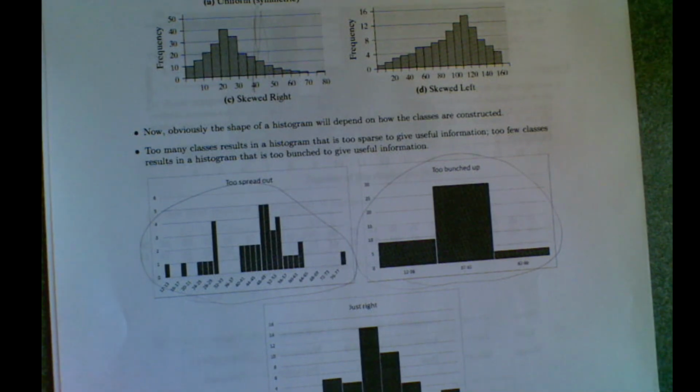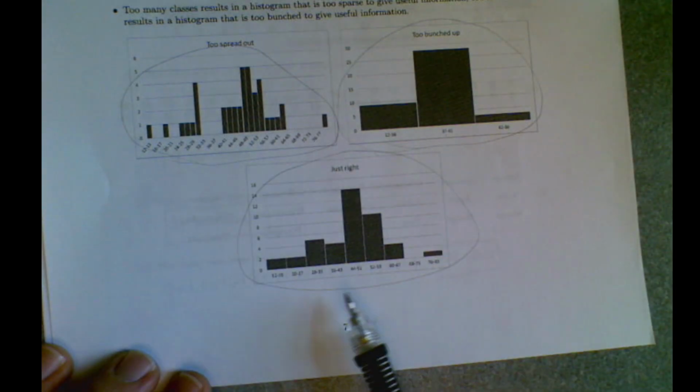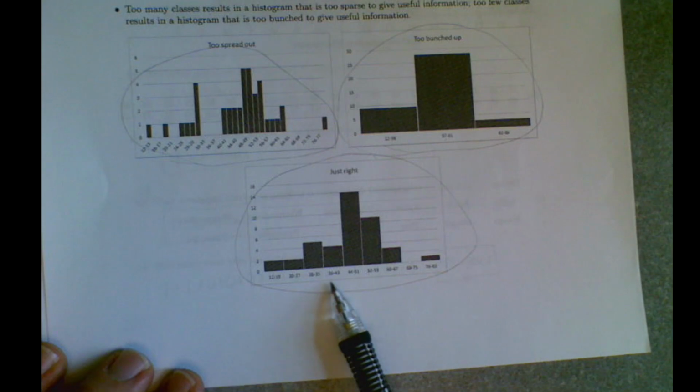That's more of an art than a science, and it sometimes takes a little bit of trial and error, which is why we're glad we have Excel, which can just make these graphs for us in the blink of an eye. This, I would say, would be a histogram that groups into classes that's just right. We have class widths that are just right to give us a nice looking graph.